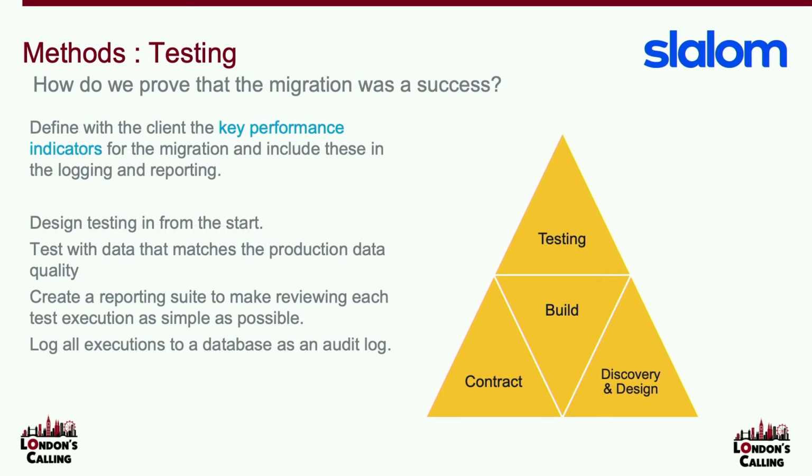The final part in methods is testing. You want to make sure that the process does what it's supposed to do. For this, I recommend you are really upfront with your client and work out what's important to them. So define some key performance indicators and then design those into the process from the very beginning. If they're a financial company and they're interested in money, their KPIs might be a certain number of dollars per account or grouped by certain things.